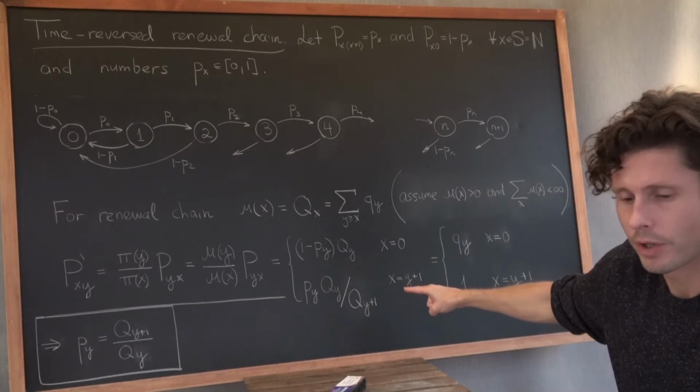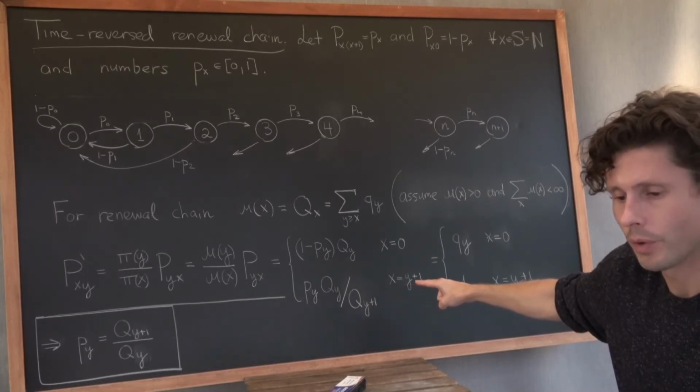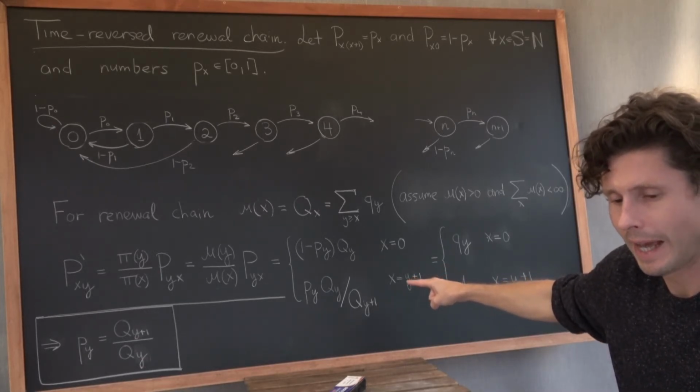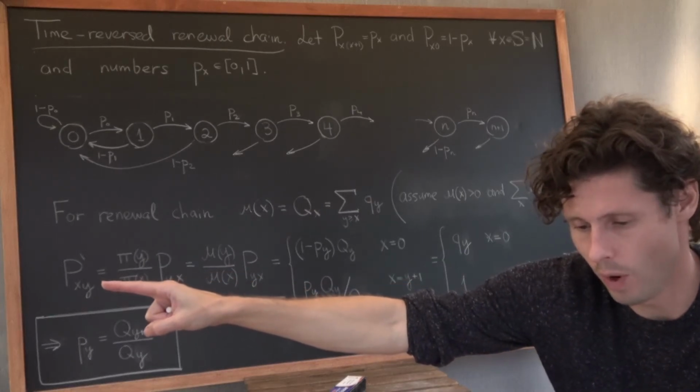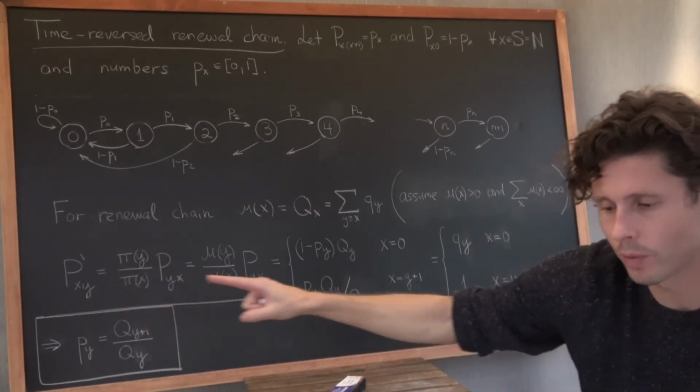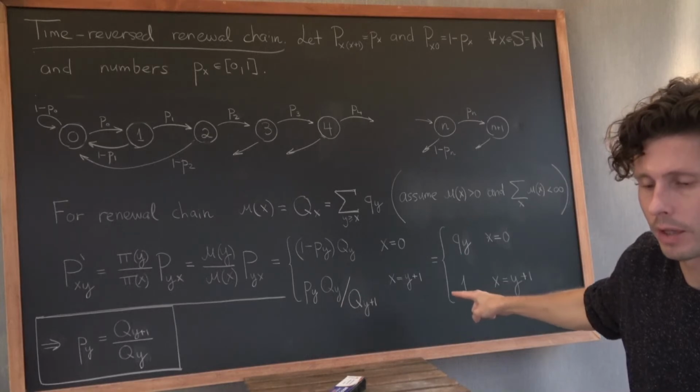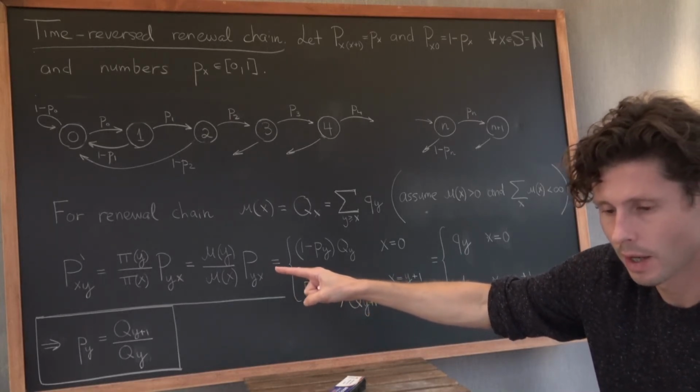What's this one right here? This is looking for the transition from x equals y plus 1 down to state y, right? And that was always 1 in the renewal chain. What do we get when we plug in these guys?